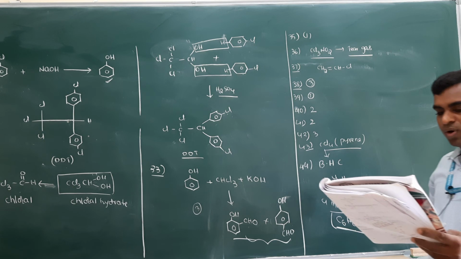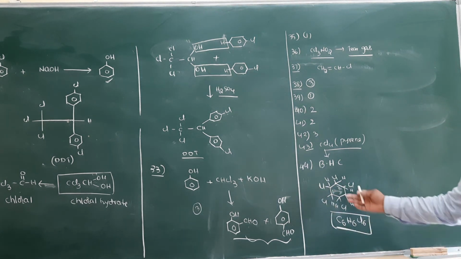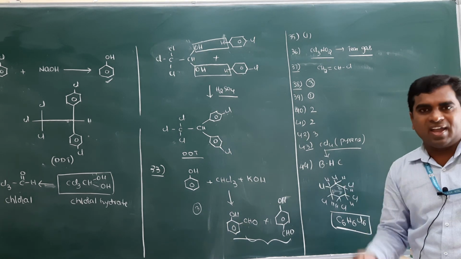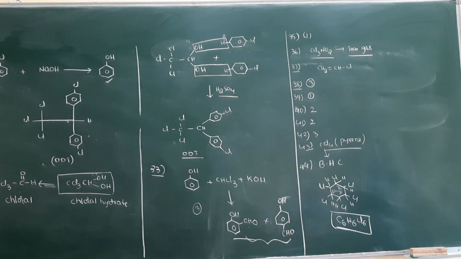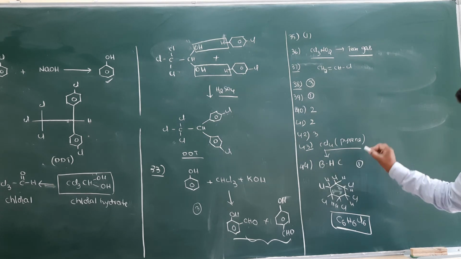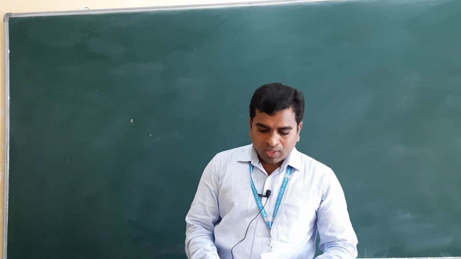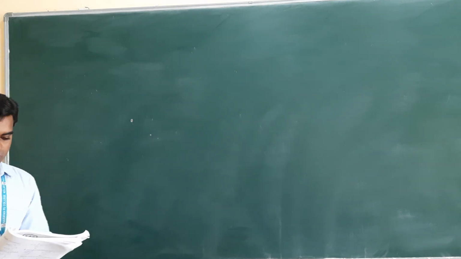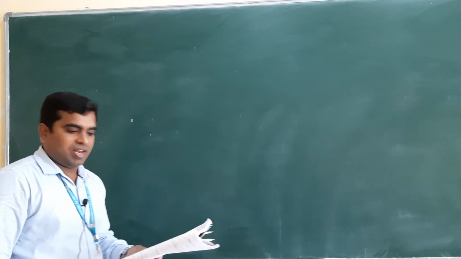It is, you know, gammaxane. One of the isomers of BHC is gammaxane, used to kill ants. So these are insecticides. So option 1 is the correct one. These are questions from level 1. Now we will start the level 2 questions.